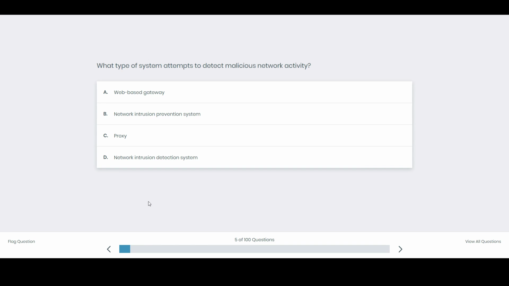What type of system attempts to detect malicious network activity? What type of system attempts to detect? Proxy? No.